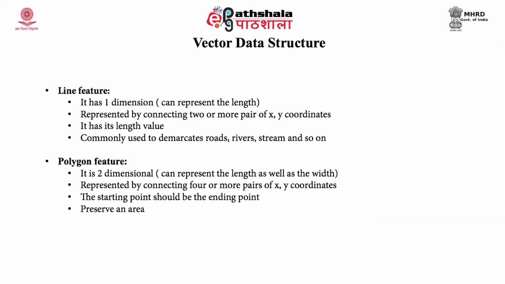The third is the polygon features. It is two-dimensional, which can represent both the length as well as the width of a particular feature. It is represented by connecting 4 or more pairs of x and y coordinates. The starting point should be the ending point. It preserves an area in the form of demarcation features which has a closed boundary, for example like a field or a campus or a particular administrative boundary of a particular place.